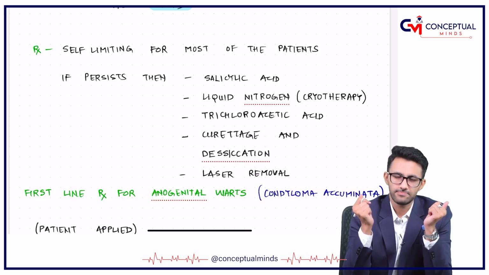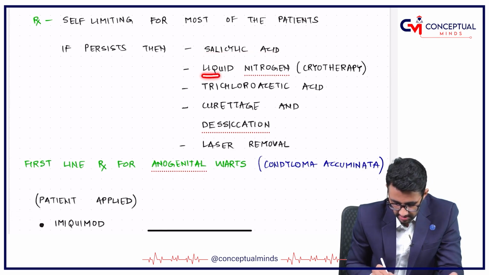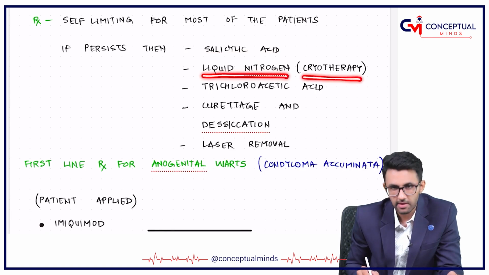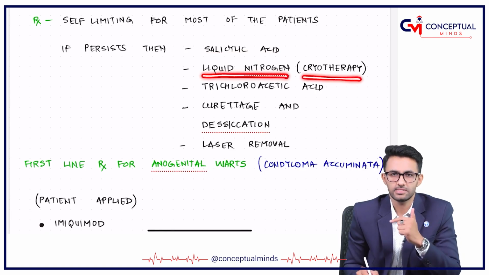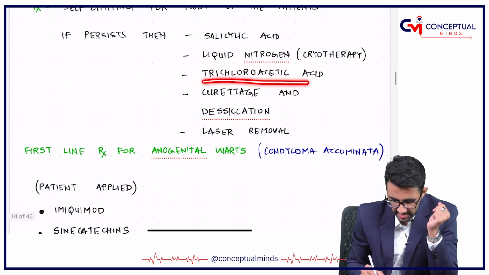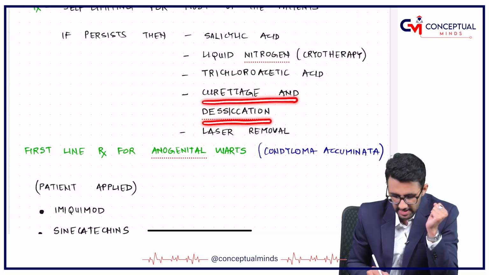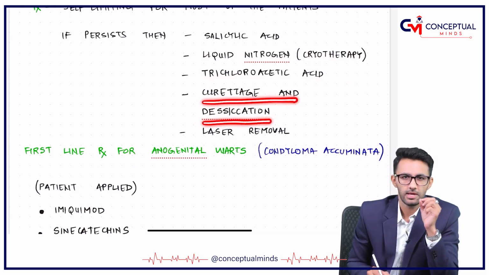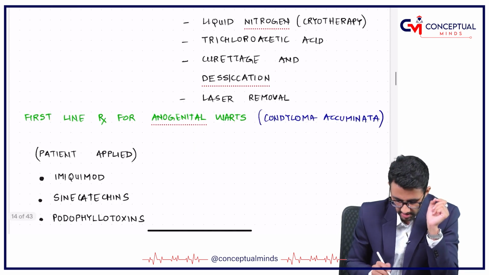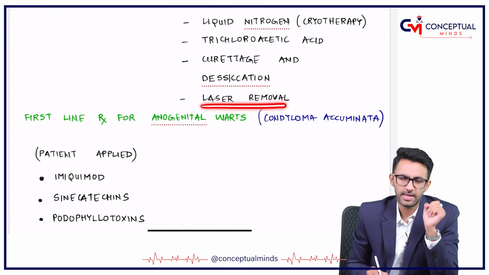We will discuss them. We can provide them some salicylic acid, we can use liquid nitrogen, that is the cryotherapy. As we go further, there is an image for cryotherapy as well. Trichloroacetic acid, and the next one is the curettage and desiccation. This is simply, we can use an electrocautery and just take it out, it's a very simple procedure. And we can also use the laser for treating these patients.